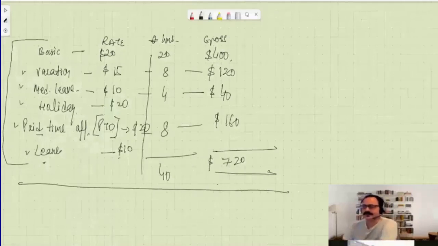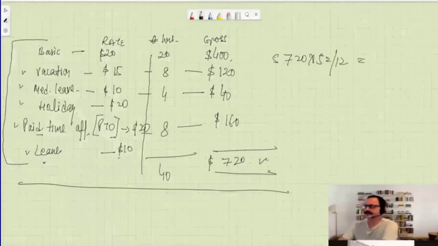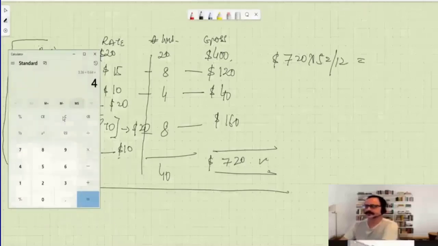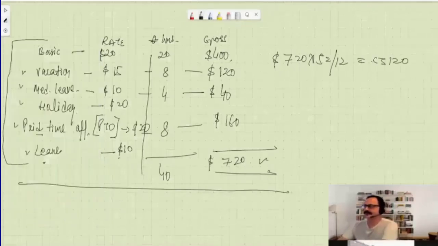When we calculate his monthly income, we are going to use this income, 720. So 720 times 52 divided by 12. 3120 is going to be his monthly income. Clear?